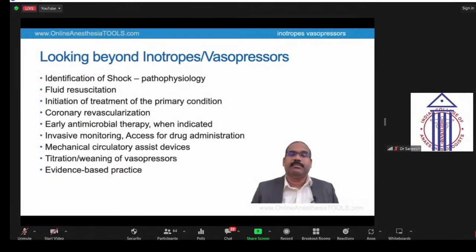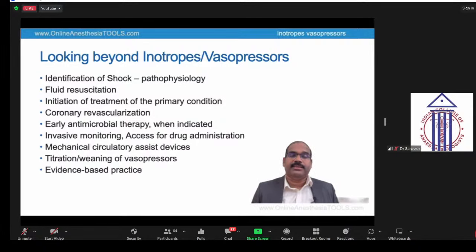Fluid resuscitation most of the time is the key initial first step. So you have to fill the vascular tree before initiating the vasopressor or inotrope therapy. Initiation of treatment depends on the primary conditions. Lesion-targeted or primary pathology-targeted interventions are going to win the day for you. So you need to think about coronary revascularization whenever it is warranted. Think about early antimicrobial therapy whenever indicated if you are dealing with a septic patient.